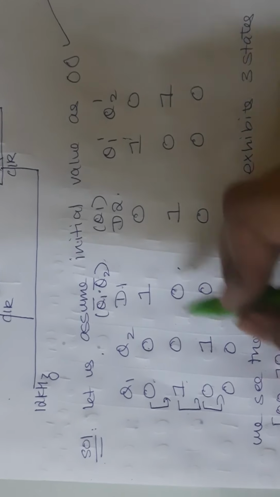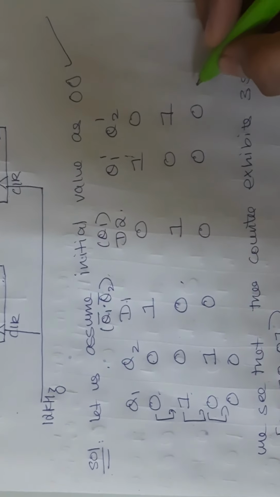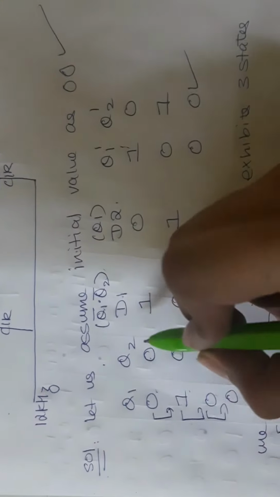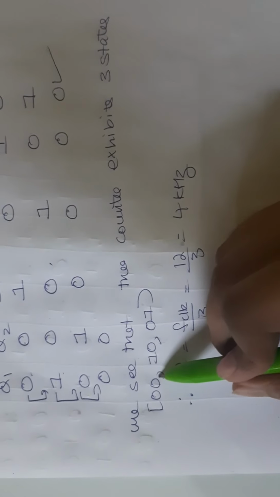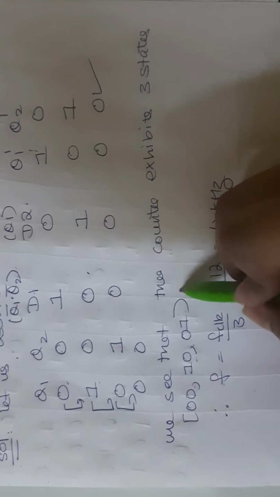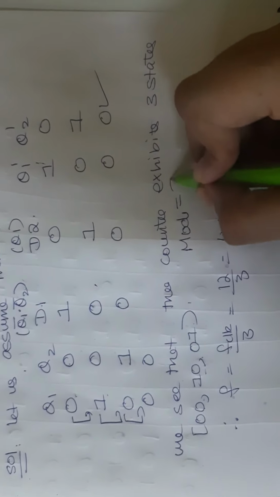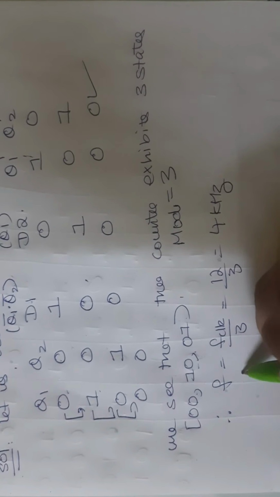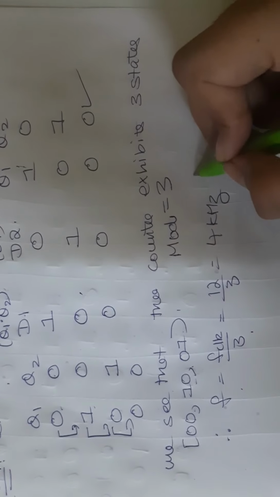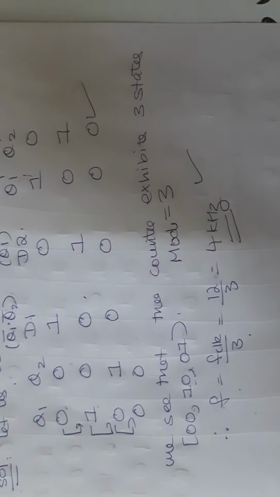Same way, I'll calculate the value and I see that I get 0, 0 here. Now, we see that there are only 3 possible states this counter can have, which are 0, 0, 1, 0 and 0, 1. So my mod value is nothing but 3. So F will be equal to F clock by 3. So 12 by 3, which is 4 kilohertz. 4 kilohertz will be my output frequency.